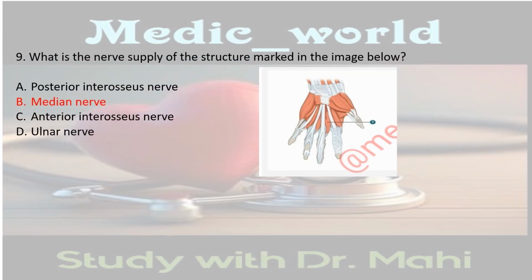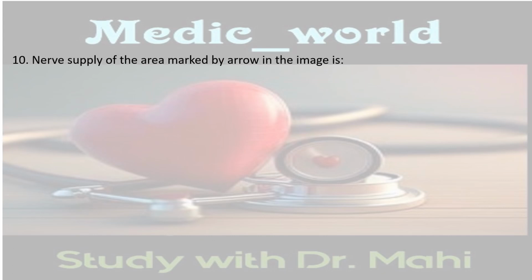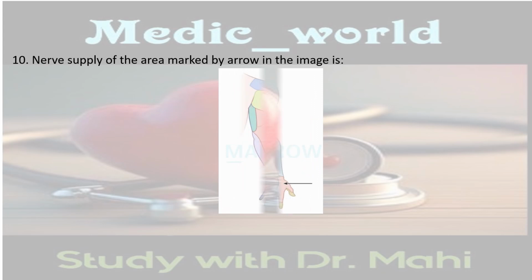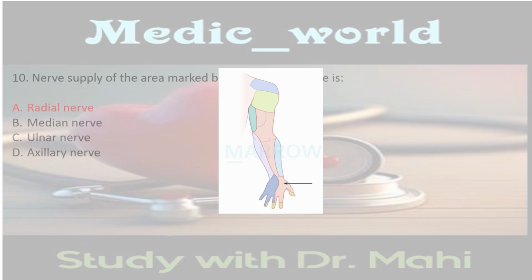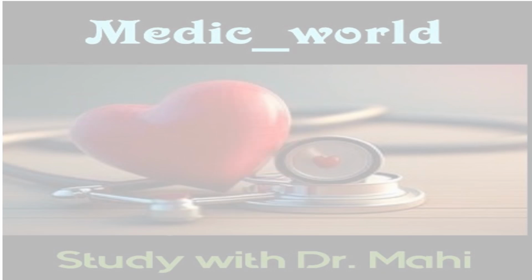Now the next question. Nerve supply of the area marked by the arrow in the image is. Here in the image, the area which is marked is this, and the nerve supply of this region is the radial nerve. So the answer is option A. Now the next question.